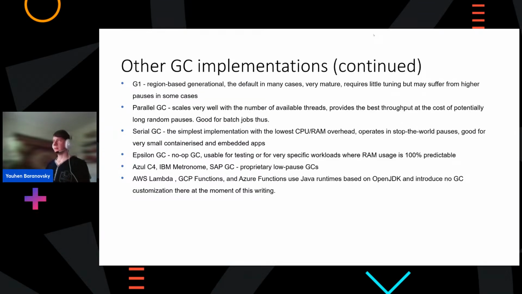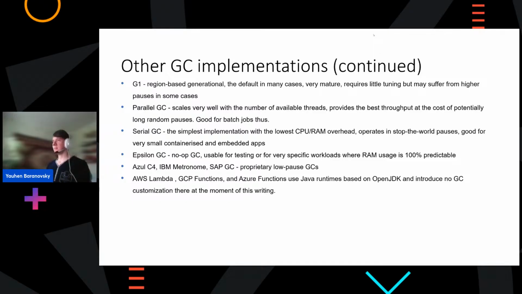The other implementations include G1, which is the de facto standard for many JDK generations. It's quite mature, but it has some higher overhead, which we will see in the test results. So in case your application is suffering from performance issues, probably it's worth taking a look at other implementations like Shenandoah, ZGC, or else.